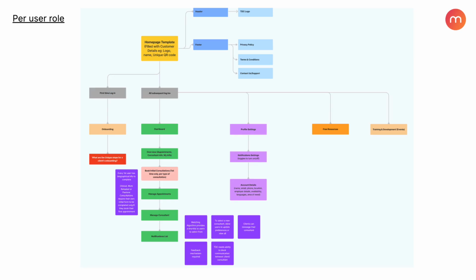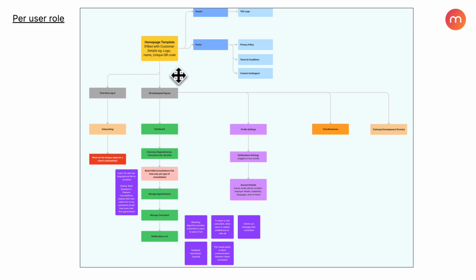Here's another example from a different app that we recently completed. Again, we've got a home page, a header and a footer. Then we have the login process, which includes the first time onboarding and subsequent logins. Once logged in, users reach the dashboard where they can view appointments, book consultations, manage appointments, select their consultant, and see notifications. There's also a profile section with notification settings, account details, and a list of free resources. Finally, there are training and development events that users may be attending.